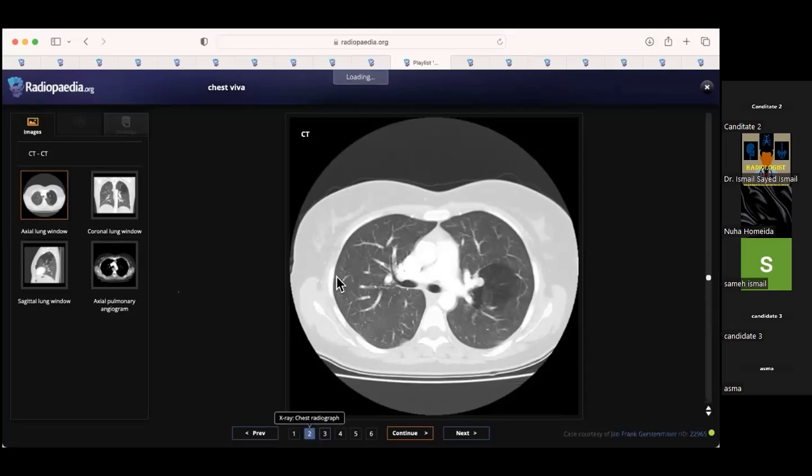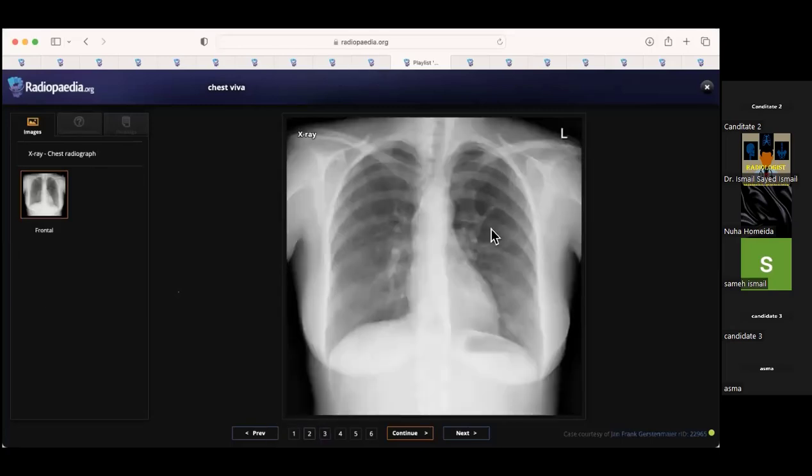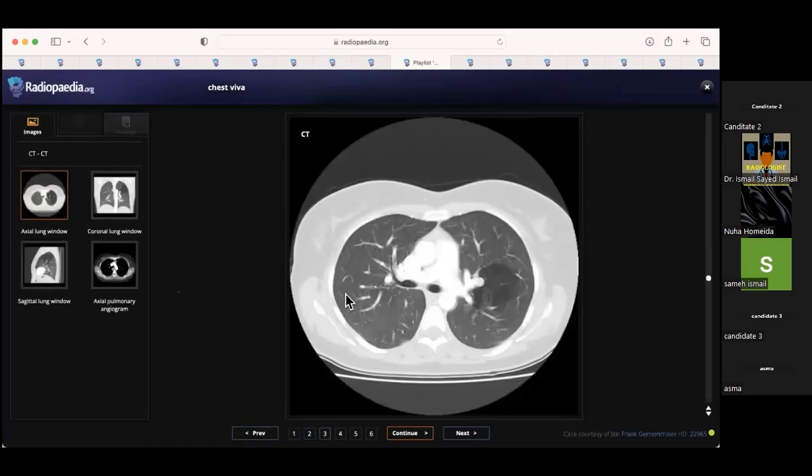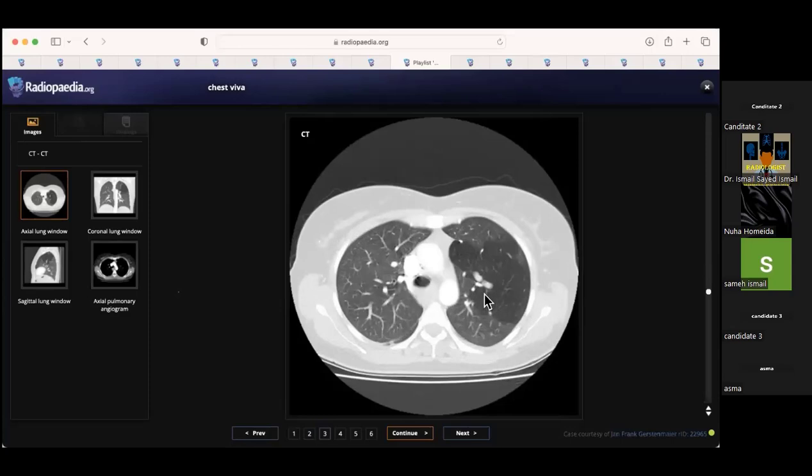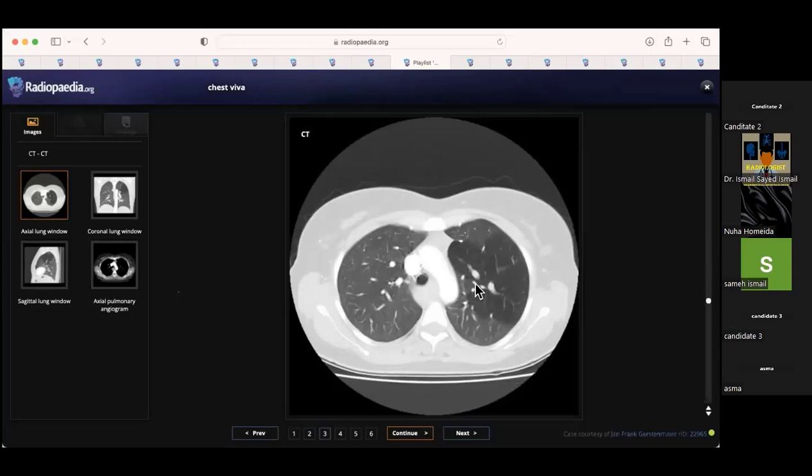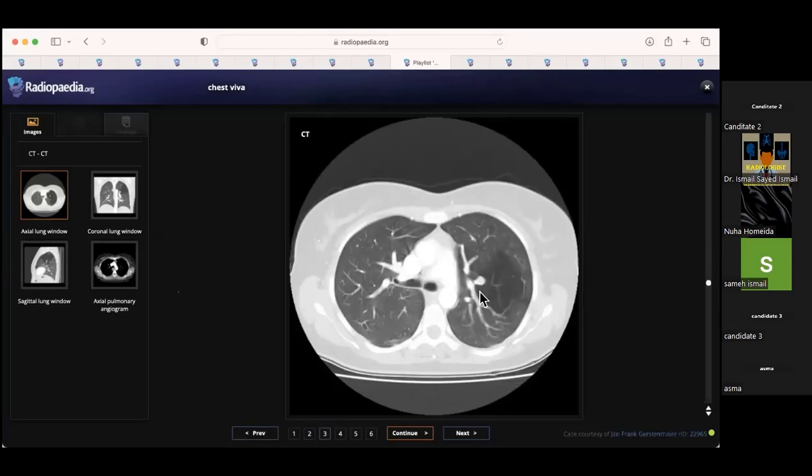So here's the giveaway. You've seen the hyperlucent area, and then as Dr. Curtis says, check the vessels. The vessels are normal. And here on the CT, it's an area of less ventilated lung with evidence of bronchoceles. Can you see these bronchioles? Yes, I can see it.